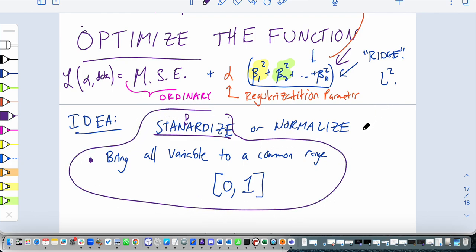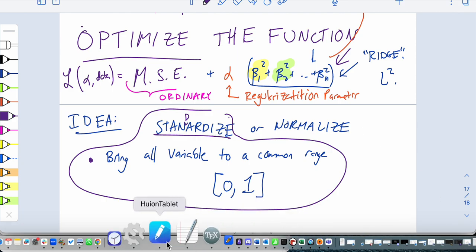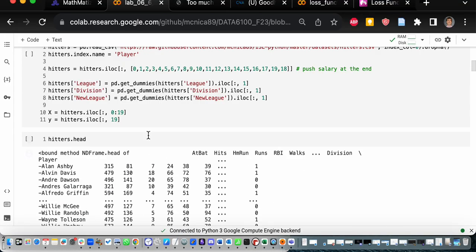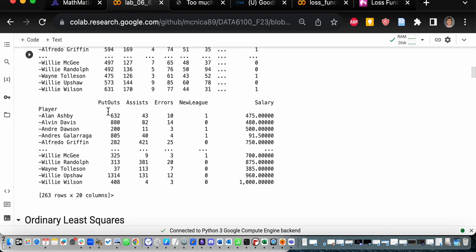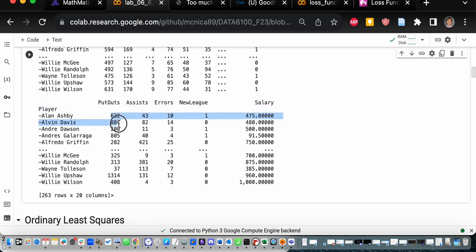Okay, how would you do that? So, I mean, it's not between 0 and 1. So you're saying bring it to 0, 1. What does that mean? So here I have numbers that are in the hundreds. Put outs. 632, 880, 200. Oh, I see. Okay, I pretend it's a Gaussian distribution. Does a Gaussian distribution live between 0 and 1?